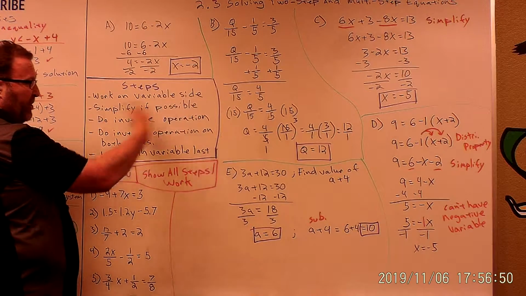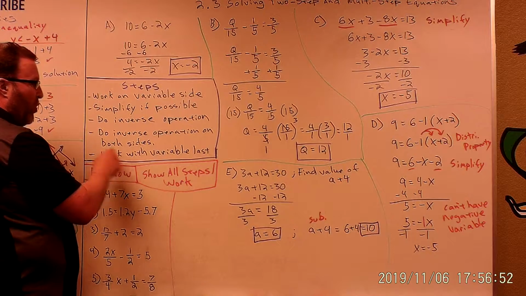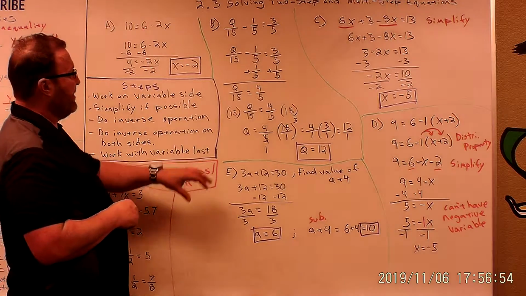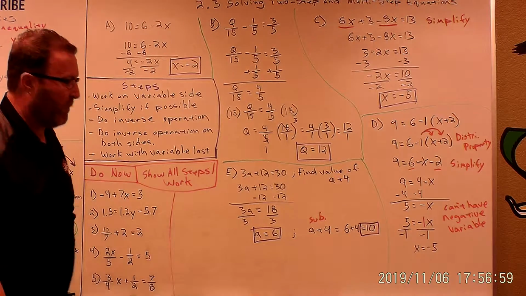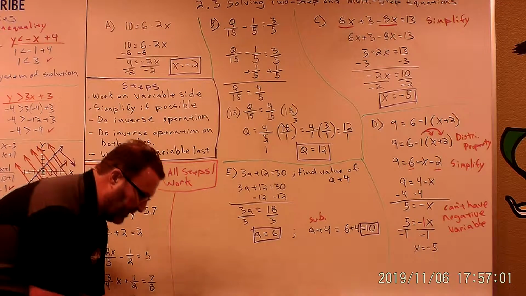Do inverse operation to both sides, and then work with the variable last. So once we get to multi-step, we're not moving variables over. We're leaving variables where they're at. We're solving them last. So let's talk about your do now.